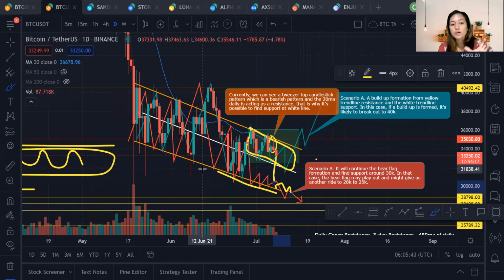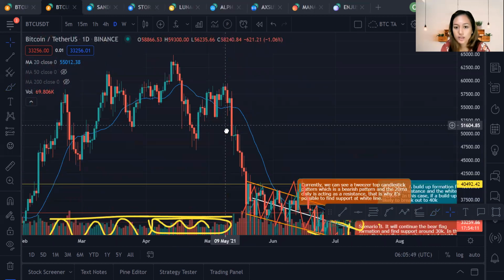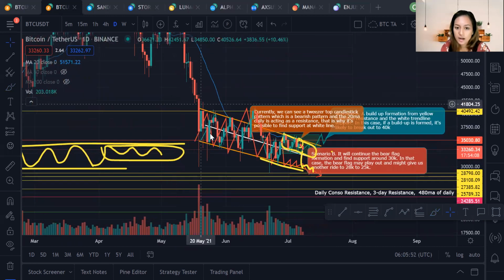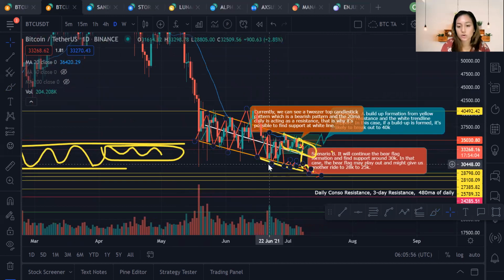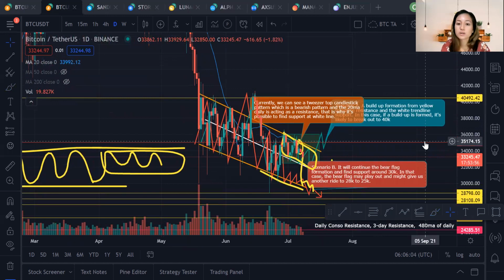Because as you can see, we are in a bear flag formation. This is the flagpole and this is the flag. That is commonly known as a bear flag formation that has a 60% or 70% chance to break to the downside. That's a continuation pattern, which right now is a downtrend.